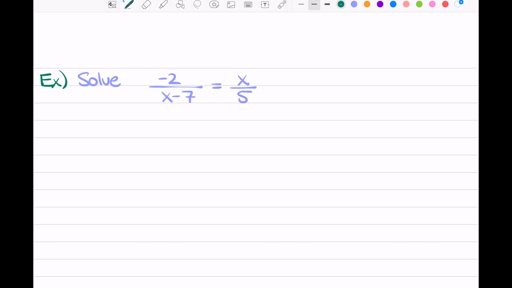So let's think about this. If these two fractions are the same, then they should have the same denominator. Right now we have x minus 7 and 5. So how can we get a common denominator? We can multiply those two pieces. So we'll have our fraction on the left, and we'll multiply top and bottom by 5. And we'll have our fraction on the right, and we'll multiply top and bottom by x minus 7.